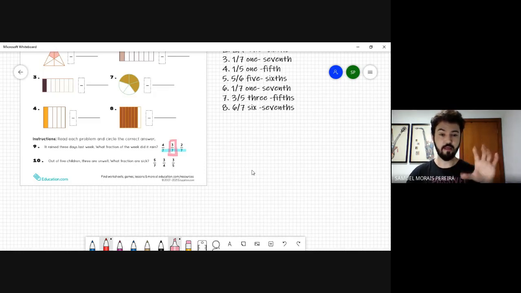Well, I told you that the numerator represents the number we are talking about. So we are talking about 3 days, okay? So it rained only during 3 days. And the number that goes below the line, the denominator, represents the total number of days we have in a week, okay? Tá vendo? So in a week, em uma semana, I have 7 days in a week. So this is my total number of parts, okay? This is the reason why the number 7 goes below the line.